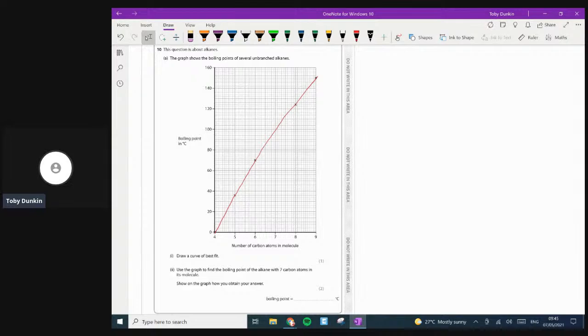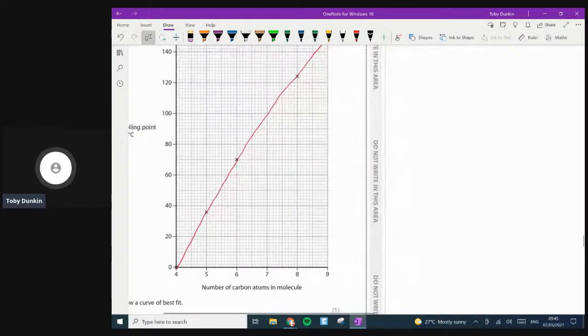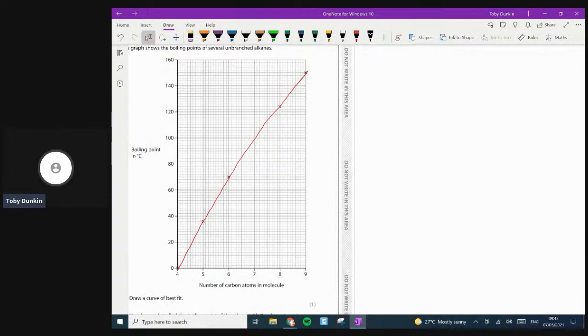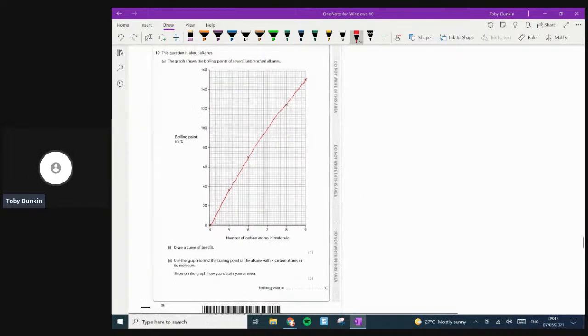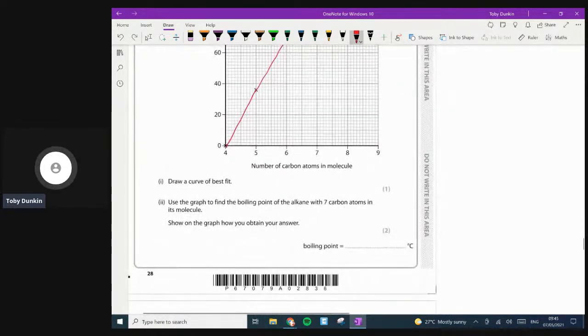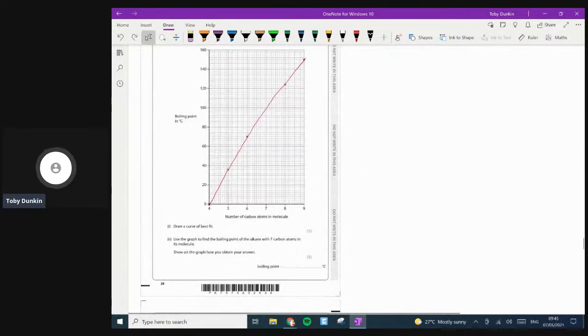Take your time, guys. You only have one shot on that. If you use an eraser, you lose the mark. If it's slightly wobbly, they don't care, but no hairy lines, please. Artists love their hairy lines. Let's get rid of this. Draw a curve of best fit.